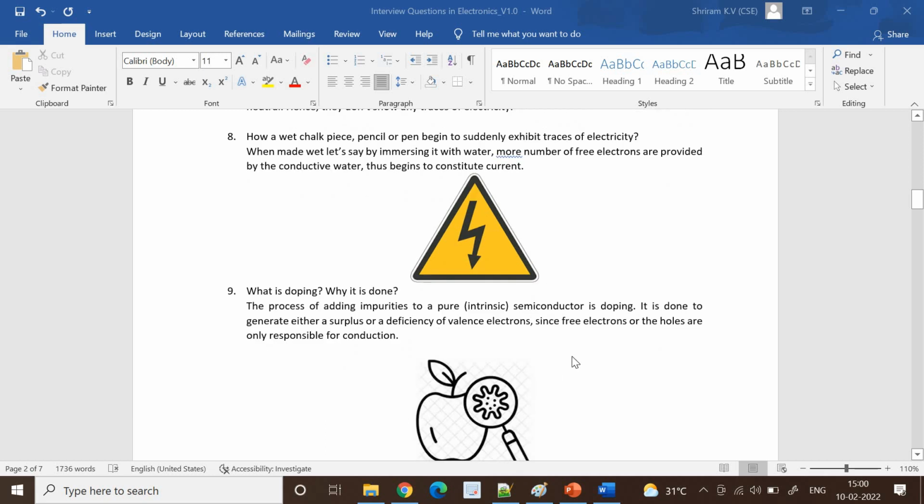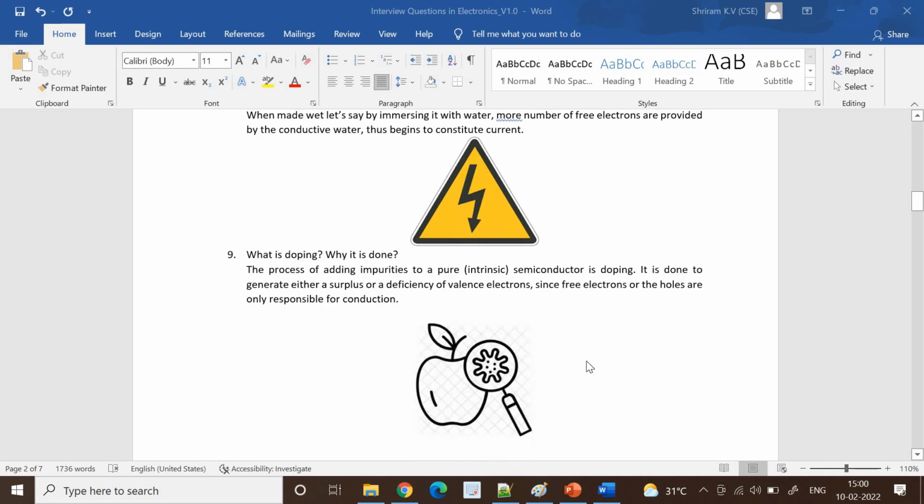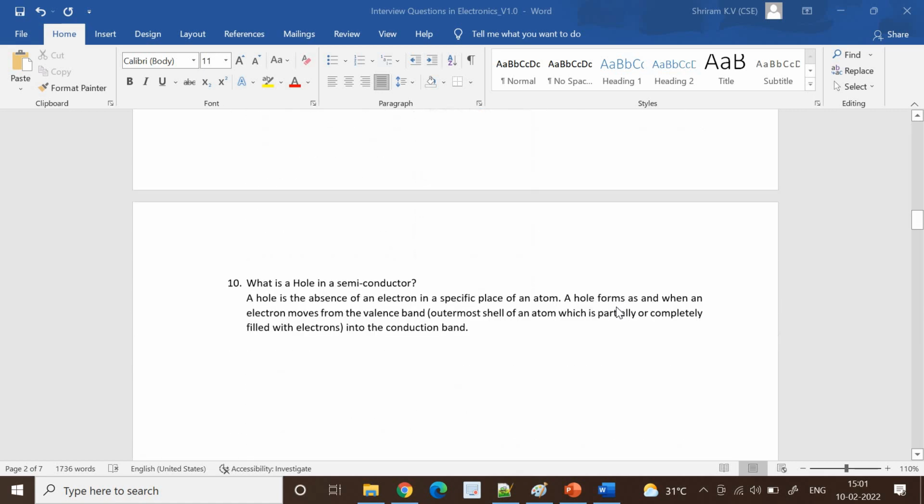Well, what's doping? Why is it done? This is a very important interview question. The process of adding impurities to a pure semiconductor is called doping. It is pure, I'm going to make it a little impure, I'm going to add impurities to it, and that's called doping. It is done in order to generate either a surplus or a deficiency of valence electrons, since the free electrons or the holes are the only ones responsible for conduction. Remember, this is done with a purpose, and the purpose is very clearly conveyed right in front of you.